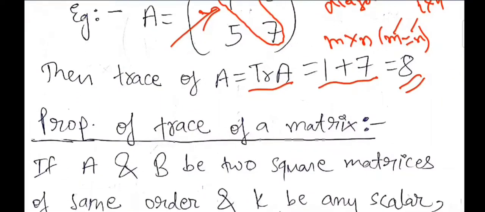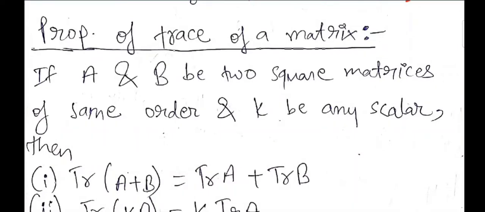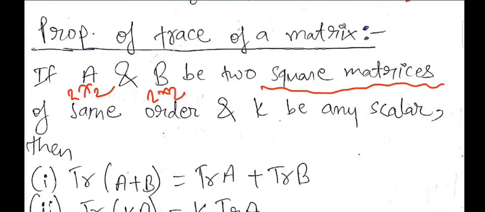Now properties of trace of a matrix. We have to learn the properties of trace of a matrix. Suppose A and B are two square matrices of the same order. Same order means, suppose this is 2 cross 2, then this will also be 2 cross 2. And it is given that they are square matrices. I had already told you that trace is determined only for square matrices, so clearly all these properties of trace of a matrix will hold only for square matrices.